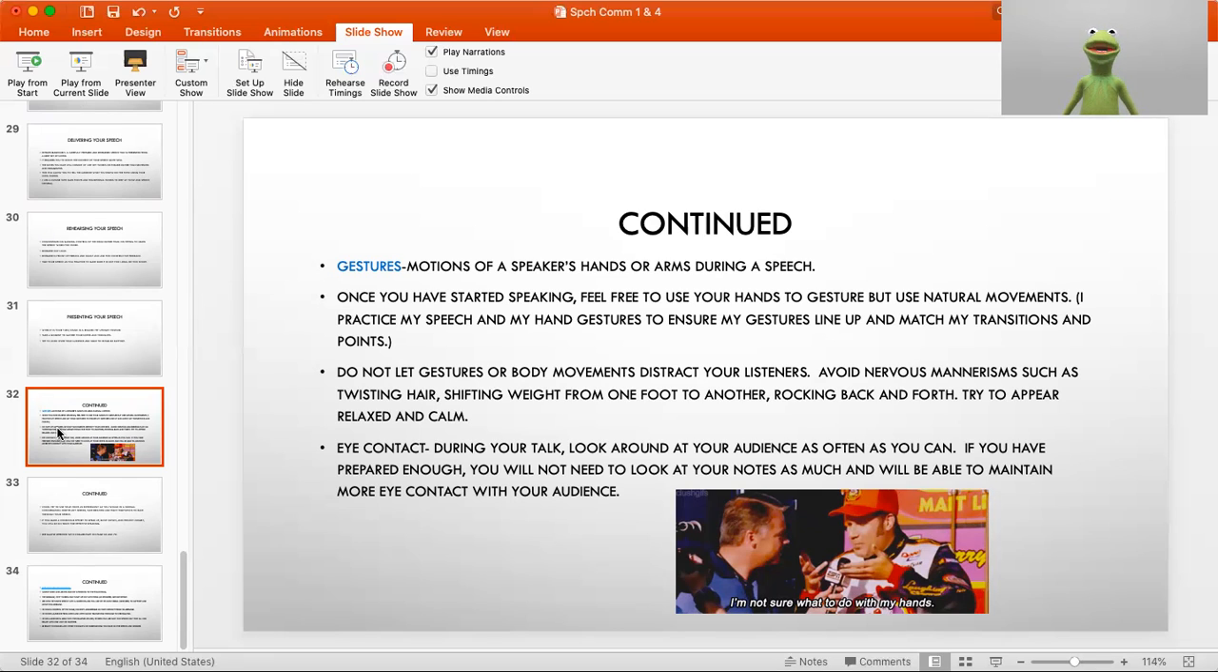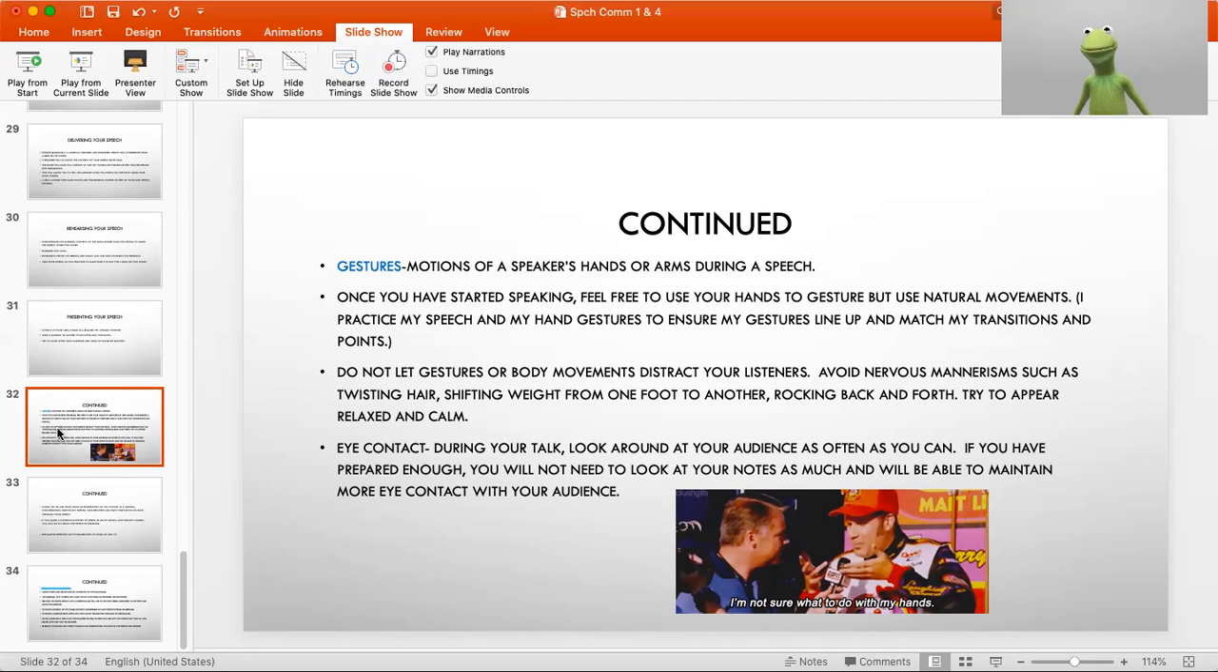So you want to make sure that your hand gestures, your nonverbal, is lining up with your verbal and what you're saying in your speech. Remember, you don't want your gestures or body movements to distract your listeners. If not, they'll be more focused on what your body's doing than what your actual message is.